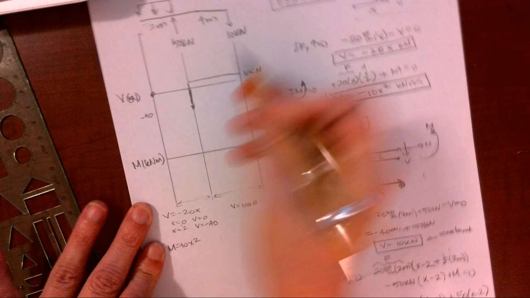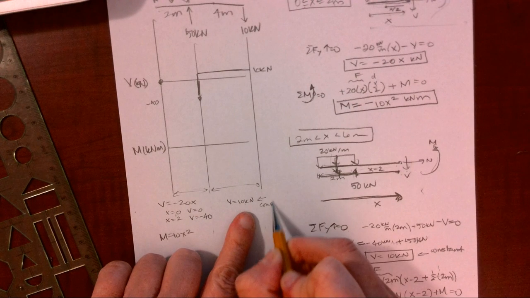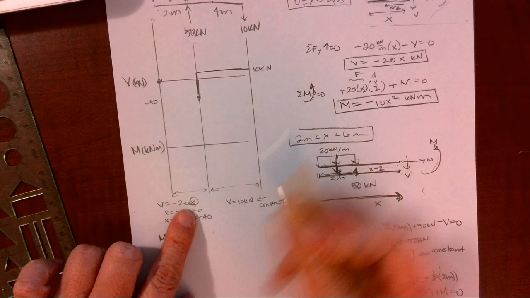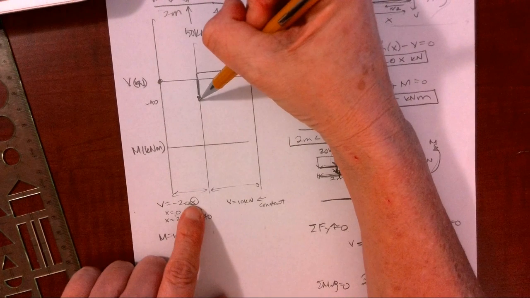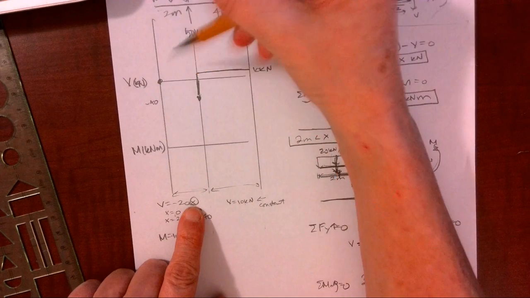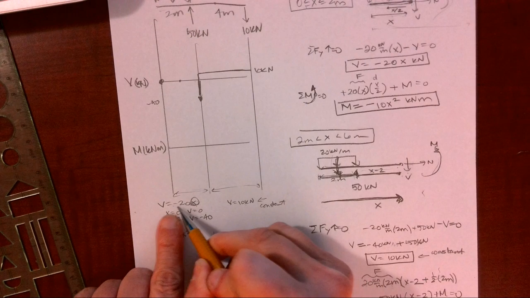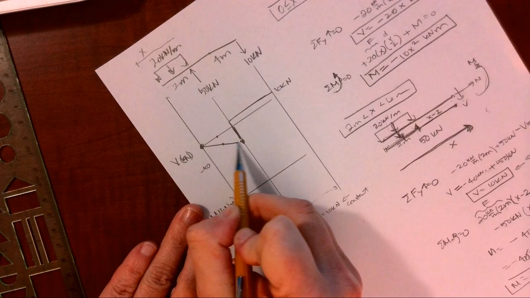10 kilonewtons. So this one is constant. It doesn't matter where I am. That's a constant. This is a function of x. It's linear. So I know as I'm going from 0 to negative 40, it's a function of x. So if I put x equals 1, which is right at that midpoint, then I would get that my shear is negative 20. So I can see really quickly that we have a linear relationship.